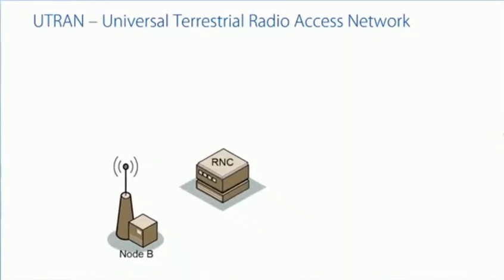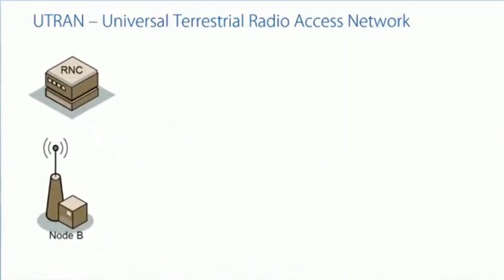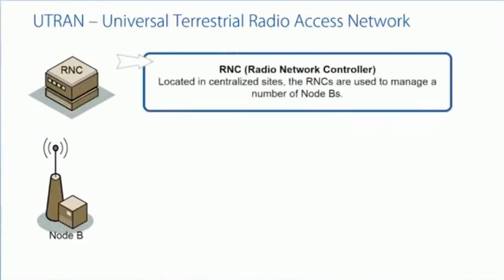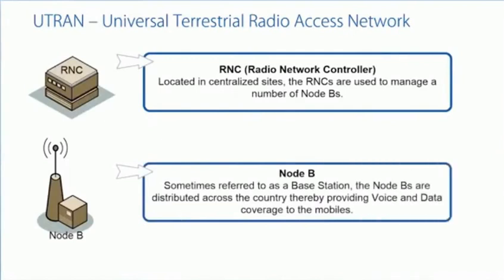If we have a look at the RNC and the Node B in a little bit more detail, the RNC will look after lots of Node Bs. So the mobile, when it comes onto the system, it's actually wanting to talk to the RNC, not the Node B. The Node B is more of a relay, but it handles the air interface.